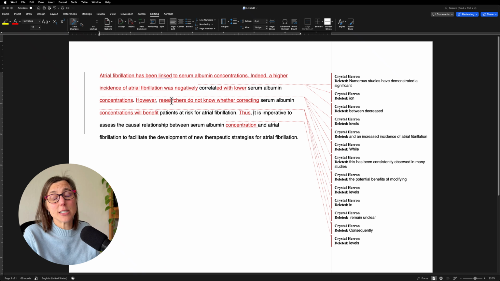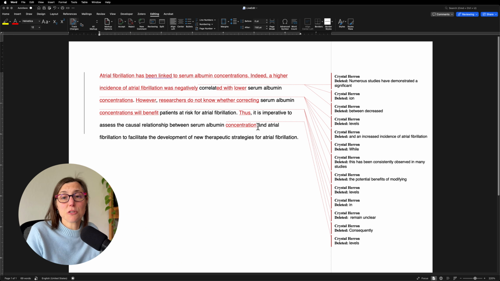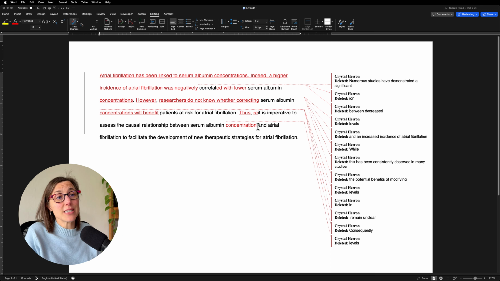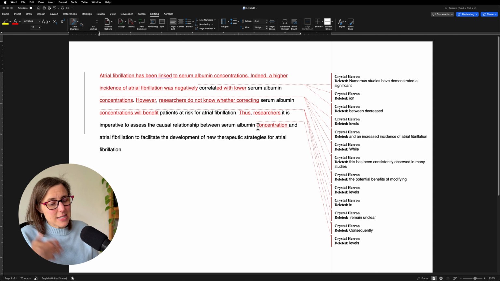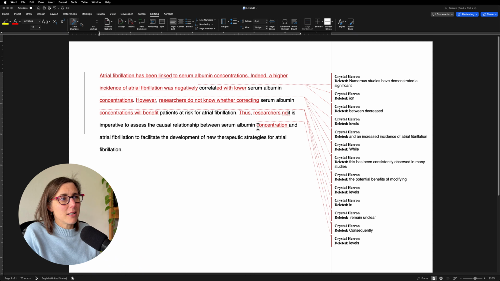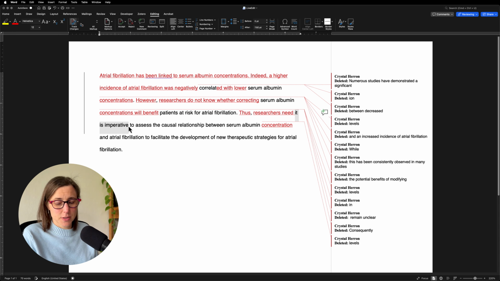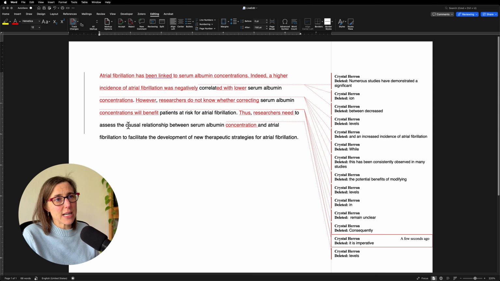And so this sentence is referring to researchers and saying that it's imperative to understand this relationship. It's also imperative for researchers to understand it. So I'm going to use the same subject. And rather than saying, let's see, so researchers need, that's really all you need to do. So we can say researchers need to assess.